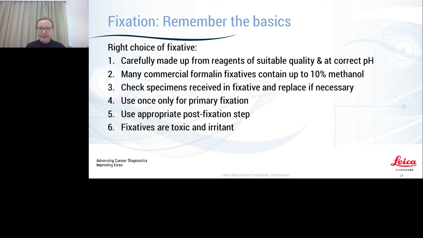Again, the right choice of fixatives. Carefully made up from reagents of a suitable quality and at the correct pH. If you are making up your own fixative, it is really important to understand exactly what the proportions of the salts are, if you're using buffered, or to realise what is going to happen if you're using an unbuffered formalin. Formalin is particularly susceptible to pH, and as well as fixation, you do need that combination of the correct pH, 7 or slightly alkaline. Fixatives are going to be so affected by the pH that if it is more acid, you will not only start becoming formic acid and therefore having those artifacts, but the fixation reaction, the chemical reaction, just won't occur.